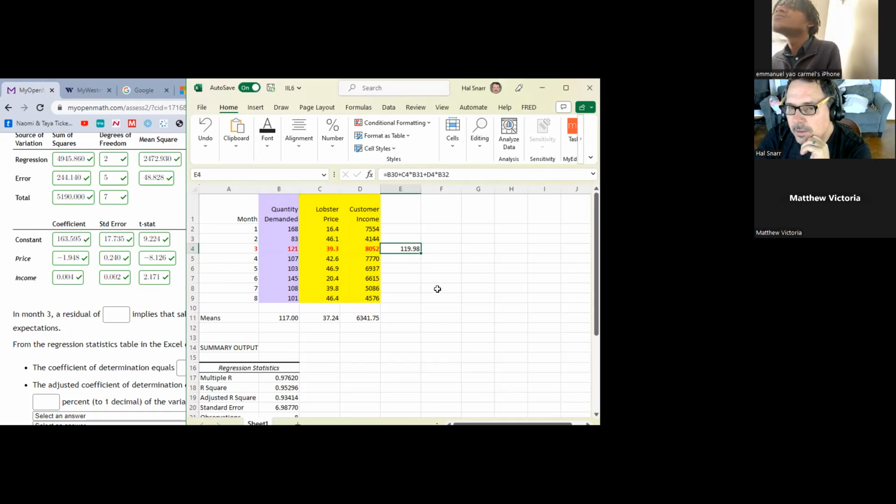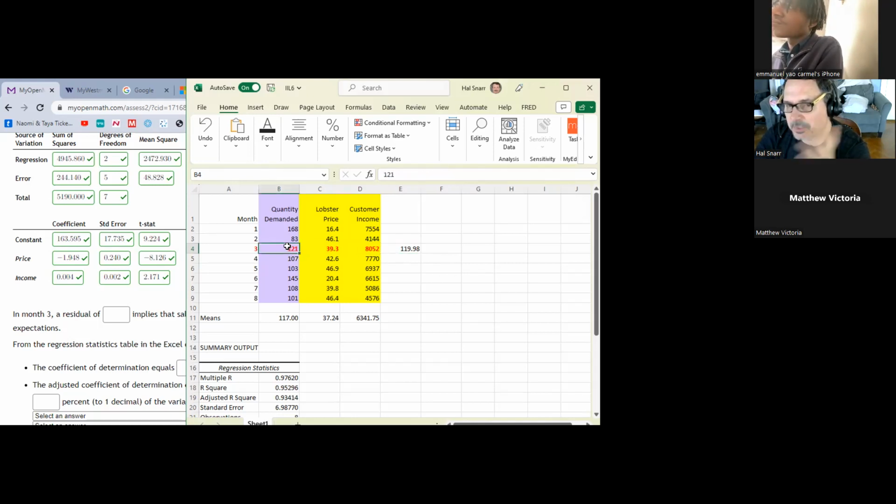Mine is 154. And that's your quantity demanded in column B? Yeah. And then in column E, what's your predicted value? Also 154 point something. So it's not exact, right? The probability that these two numbers are equal is 0, right? There's going to be a difference.